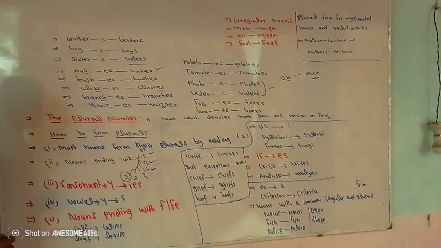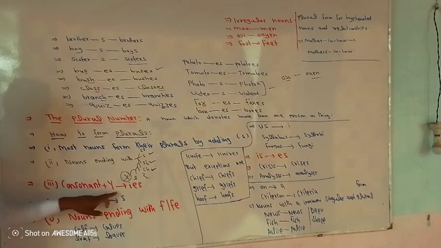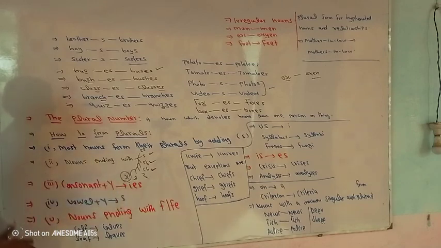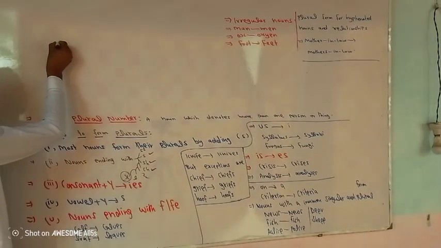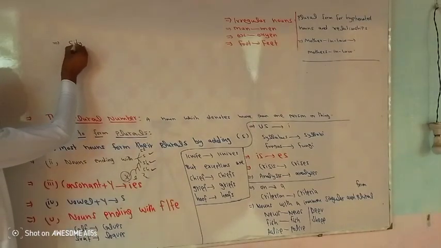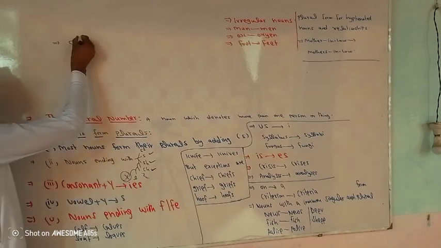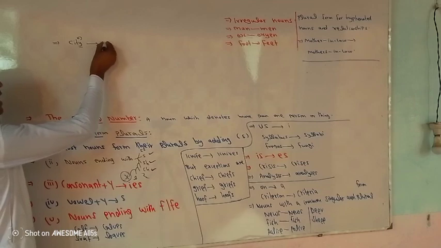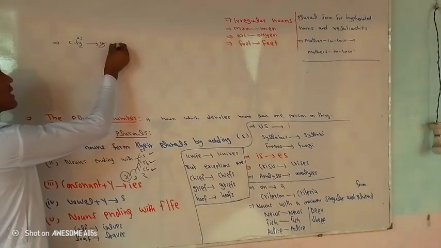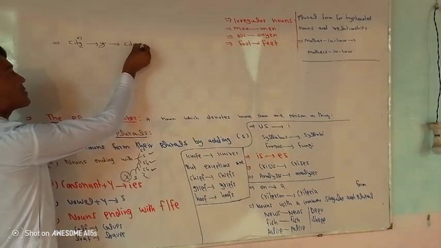Now let's talk about rule number 3. We have consonant plus y. We get a noun that ends in consonant plus y, so we will remove y and we will add ies. Let's see with the help of an example. I say city, C-I-T-Y, city. This is y. Before the y we have a consonant. T is a consonant. So what we will do? We will remove y and we will add ies. So it will be C-I-T-I-E-S, cities.